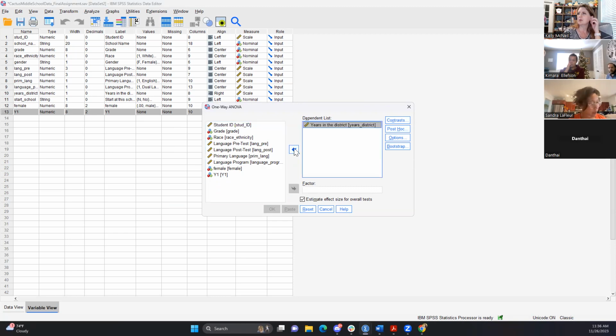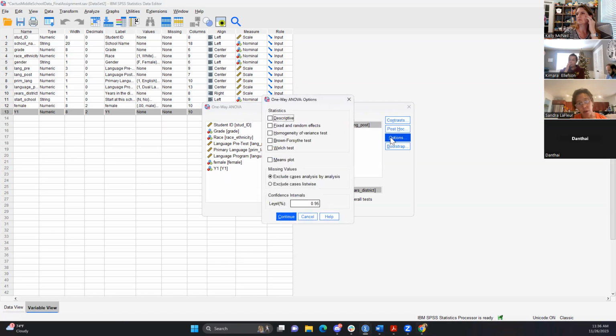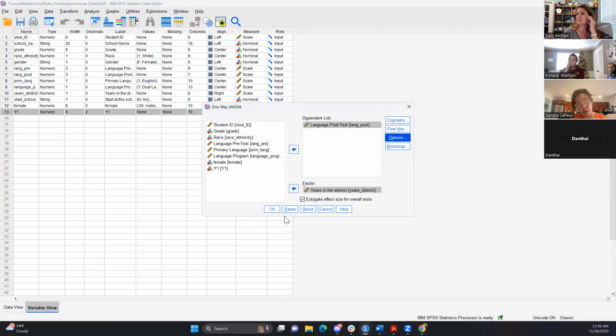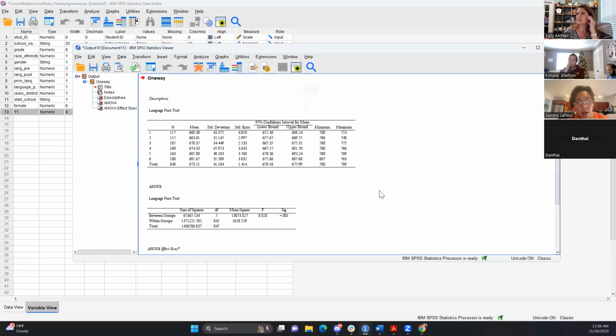Didn't you just run this and say that's the factor? What is the dependent list? The dependent is post. And the factor then is the years in the district. Then click options, and then descriptive. And then continue. And then okay. Boom, there it is.